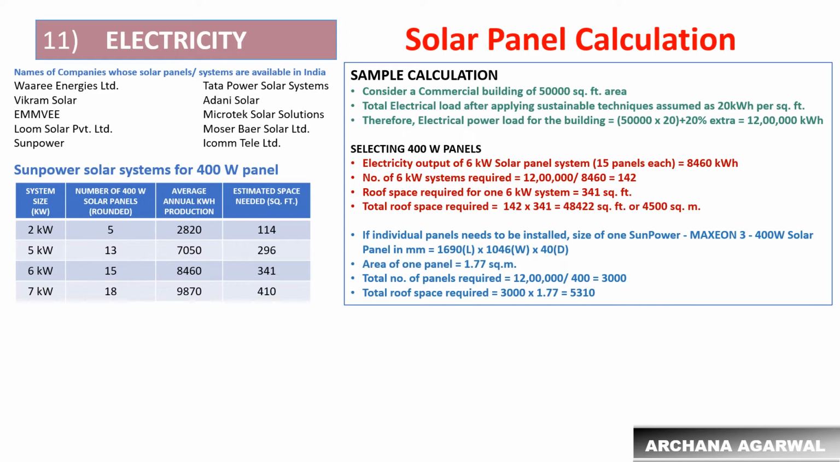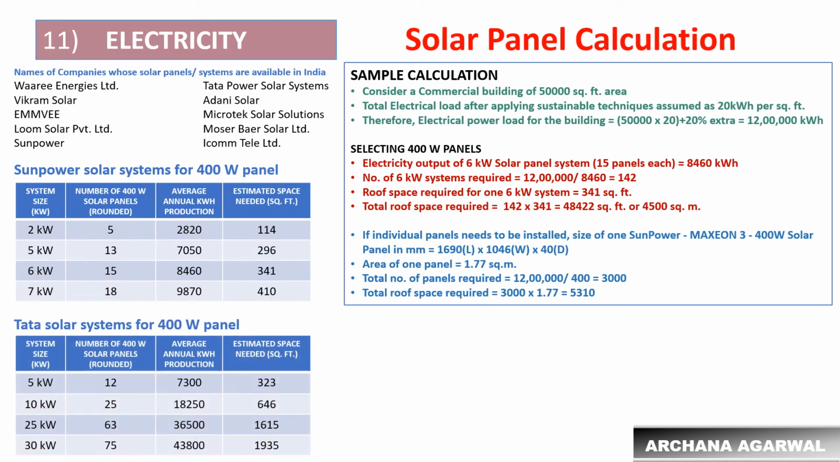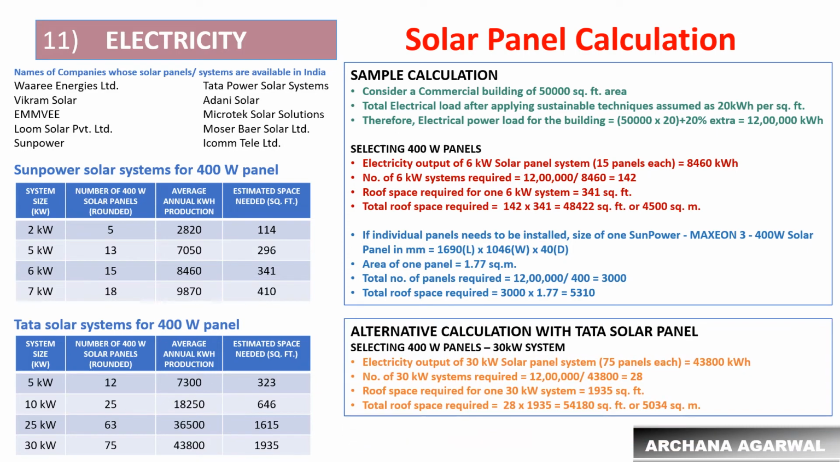As an alternative, I have also collected data for Tata solar systems, which are most popular in India. And this table shows similar data for 400 watt panel. Selecting 30 kilowatt system for 400 watt Tata solar panels, the calculations are done, which are shown here.